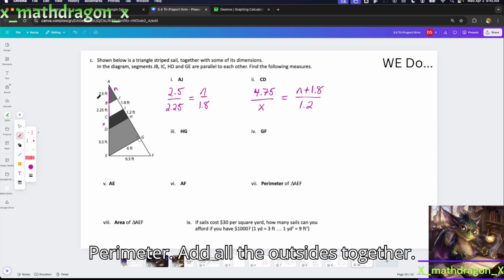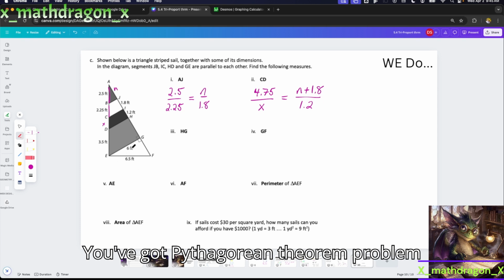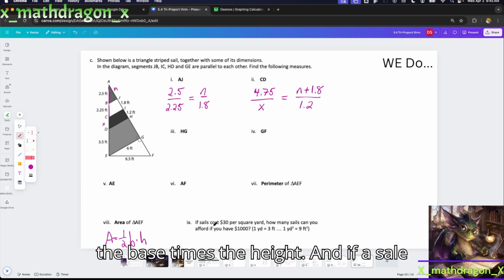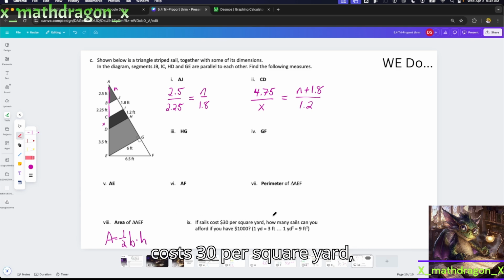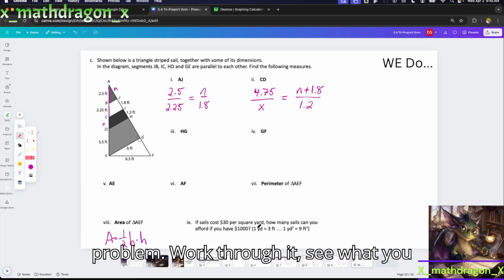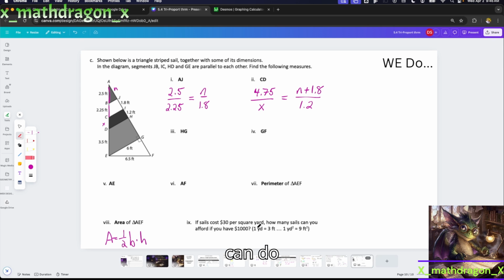Perimeter, add all the outsides together. You've got a Pythagorean theorem problem here, a squared plus b squared equals c squared. Finding the area, that's 1/2 the base times the height. And if a sale costs 30 per square yard, so that's taking the 30 times it by your area. Could you afford it if you had $1,000? So it's a great problem. Work through it, see what you can do, and great job.